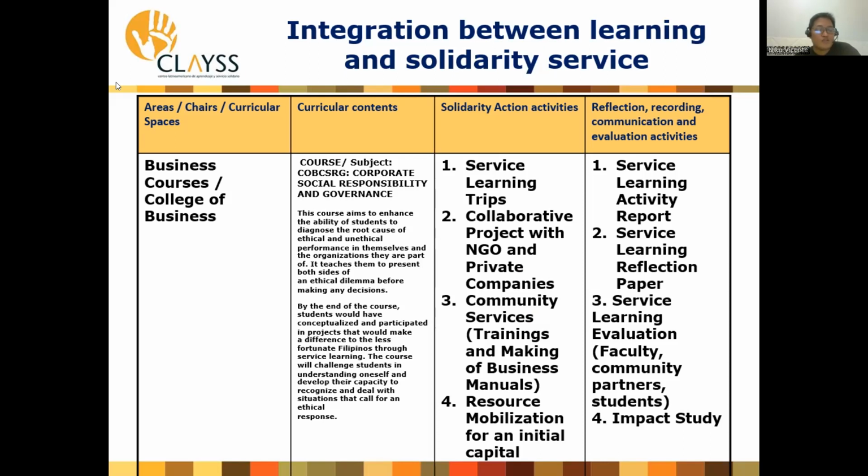I will show you the format later on, and then the service learning reflection papers. I will also show you the reflection format. We have a prompt for that, and the service learning evaluation from the faculty, community partners, and students.